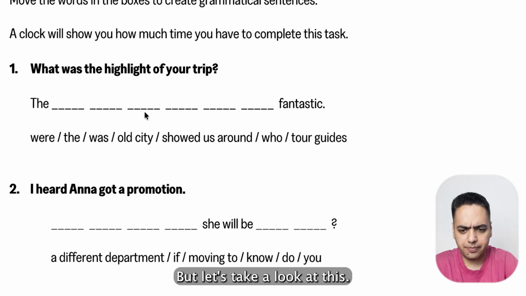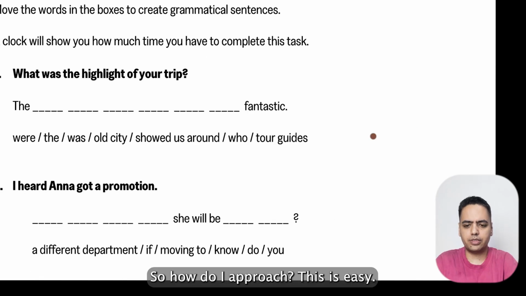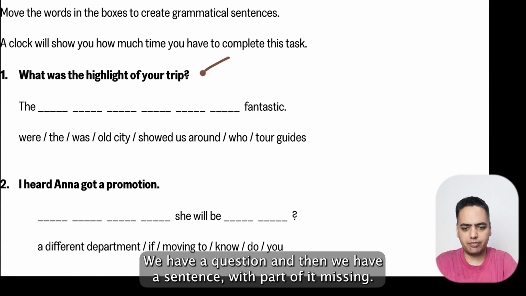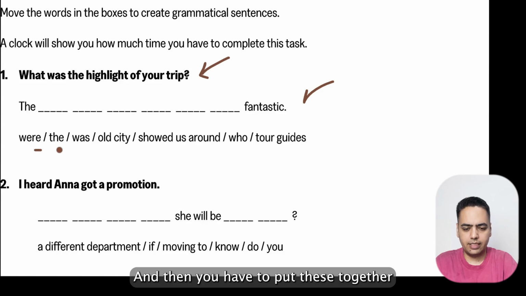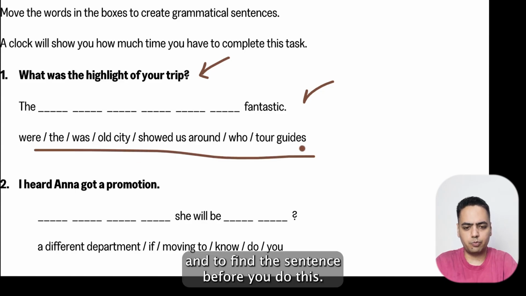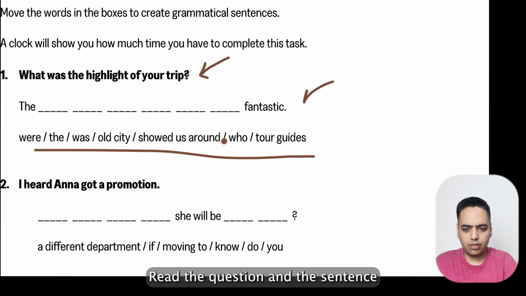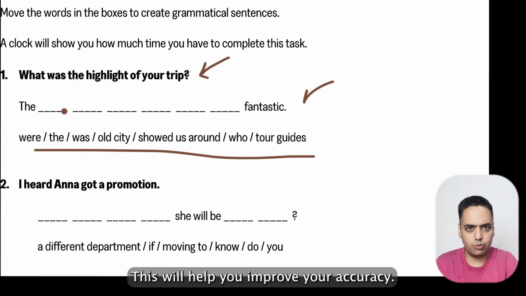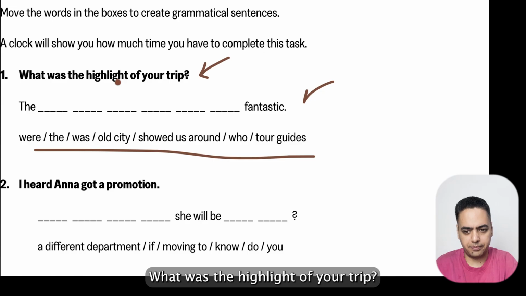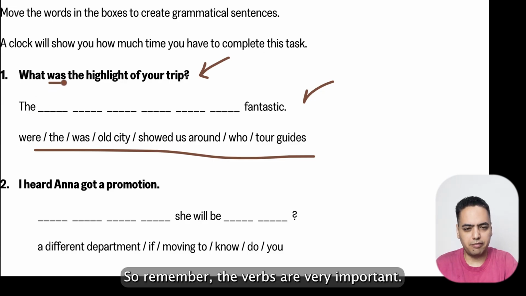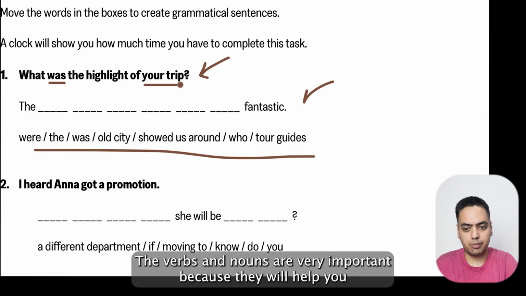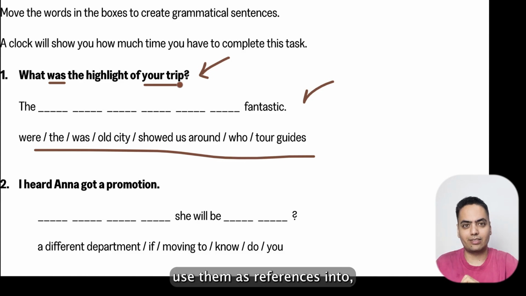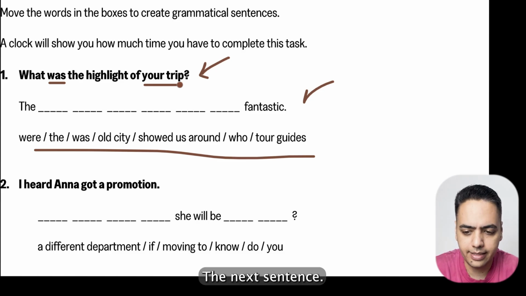But let's take a look at this. Let's zoom in a bit. So how to approach this is easy. Well, we have a question and then we have a sentence with part of it missing, and then you have to put these together and to find the sentence. Before you do this, read the question and the sentence together to get an idea of what the sentence is about. This will help you improve your accuracy. What was the highlight of your trip? So remember, the verbs and nouns are very important because they will help you use them as references into the next sentence.